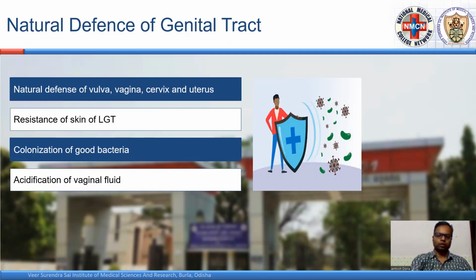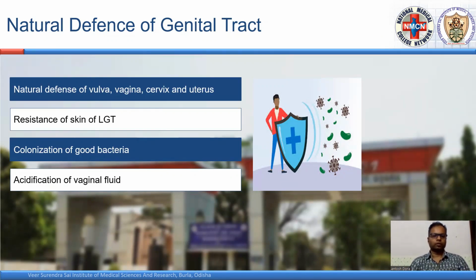In case of the uterus, you see there is periodic shedding of the endometrial tissue during the menstrual cycle. So any infection that is residing inside the uterine cavity will be automatically shed out from the uterine cavity during menstruation. And the ostia are naturally closed. So any infection present in the uterine cavity is also prevented from ascending into the fallopian tube, ovary and peritoneal cavity due to the closure of the ostia.